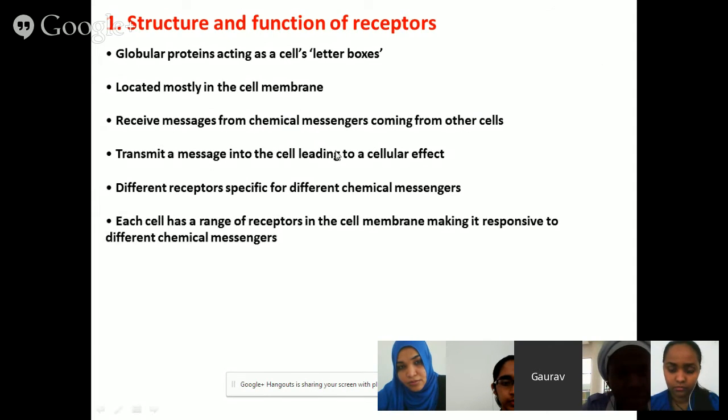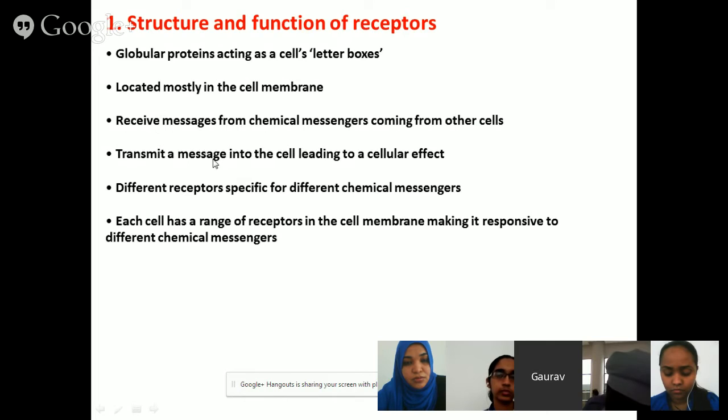So you can see here about the receptors. Receptors are globular proteins acting as a cell's letterboxes. They are located in the cell membrane. Along with their location on the cell membrane, they are also present in the cytosol, meaning inside a cell, or inside the nucleus. What is the basic function of receptors? They are receiving chemical messengers. They are receiving messages from different cells and passing those messages inside the cell in different types of reactions that we'll discuss in the next slides.